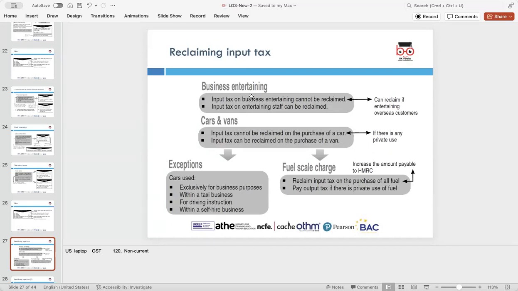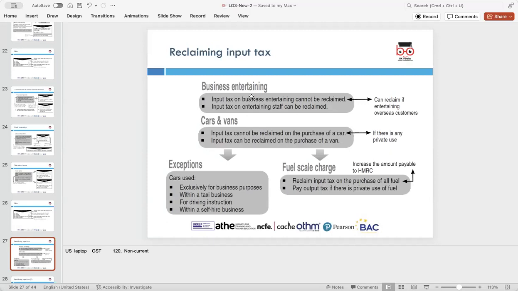Cars and vans: input tax on the purchase of cars generally cannot be reclaimed, while input tax on vans can usually be reclaimed. Fuel scale charge: if there is any private use of a vehicle, including fuel, businesses may need to increase the amount payable to HMRC and reclaim input tax on the purchases of all fuel. Additionally, output tax may be chargeable if there is private use of fuel.